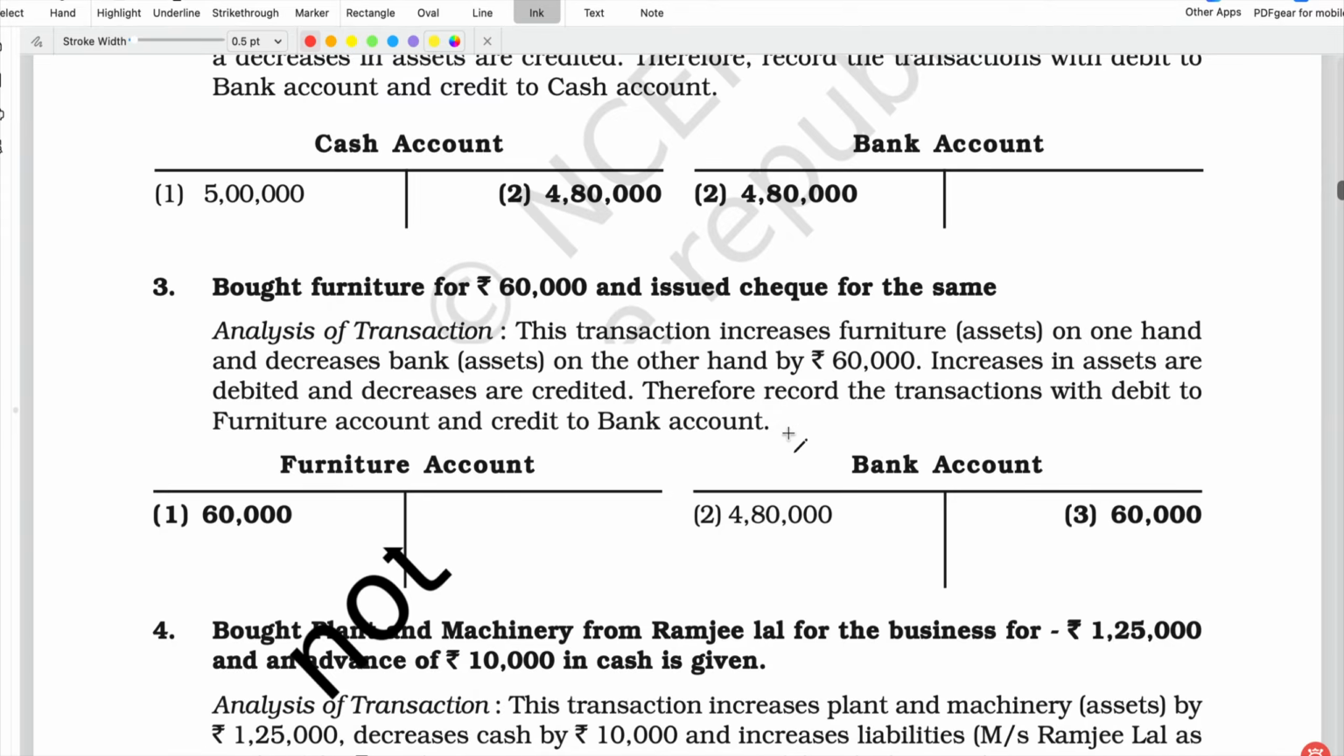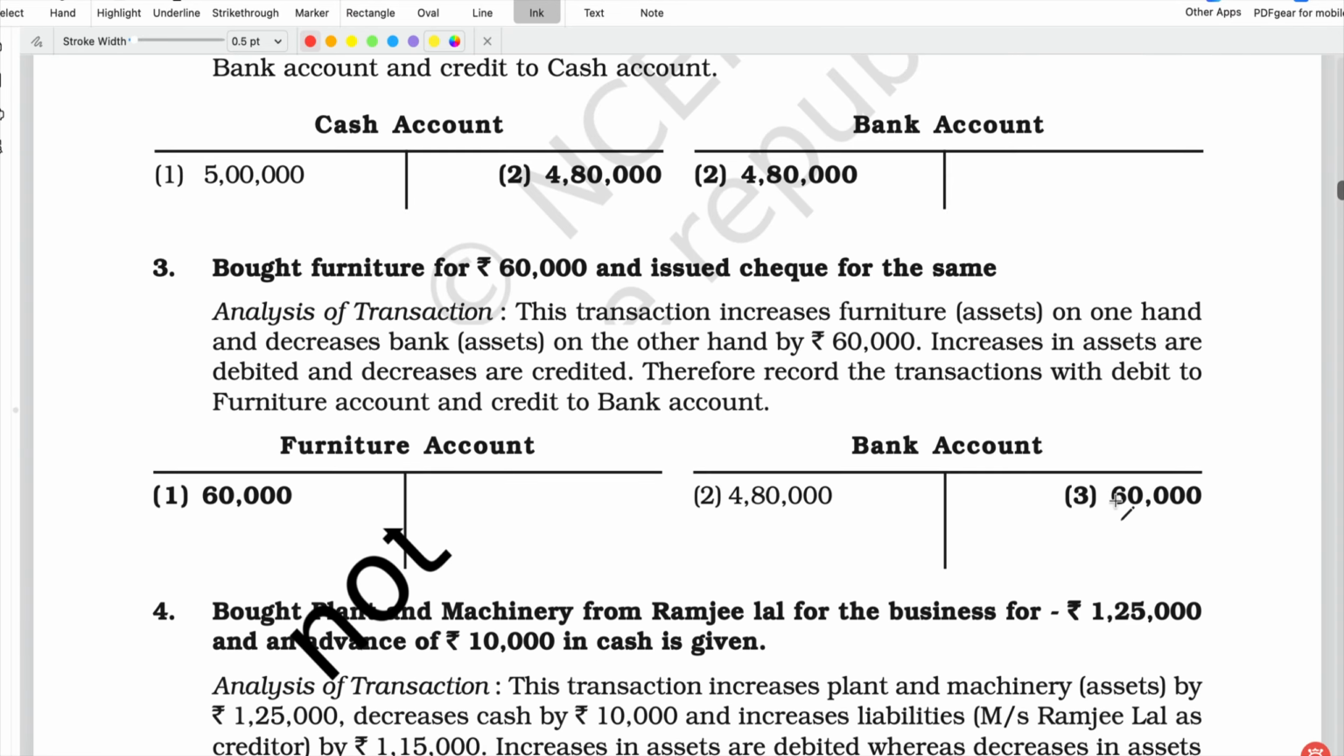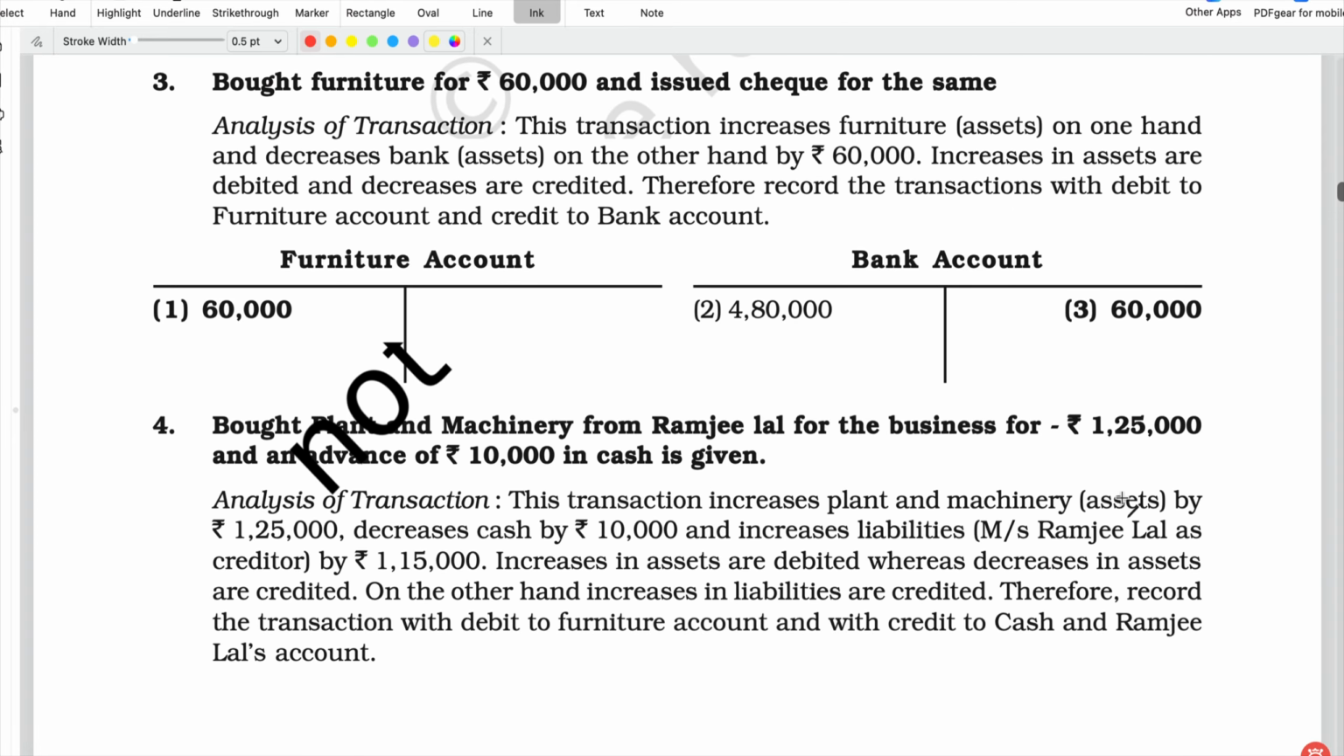Now, how is he paying? He is paying through his bank account. He is issuing a check, which means he is paying it through his bank account. So the amount 60,000 will reduce, right? It will go out of your account. So there is a decrease in the value of an asset, hence this 60,000 will be credited. One side the furniture account is debited and the other side it is credited. Hope it's clear.